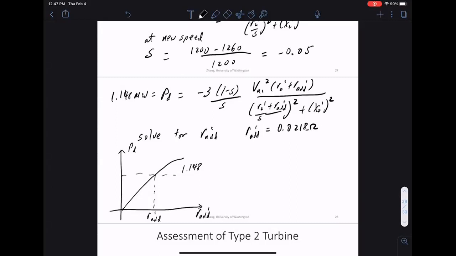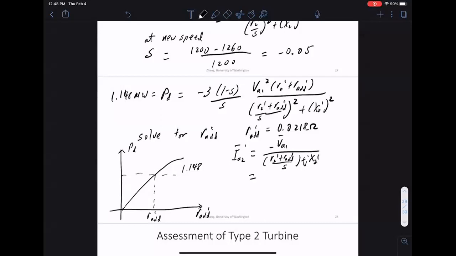All right, we get this solution. Then the next step is to figure out how much power is dissipated in this resistor. To do that, I need to figure out the current, because I want to use I squared R loss to figure out the power dissipated. So this is minus VA1 over R2 prime plus R add prime over S plus jX2 prime.